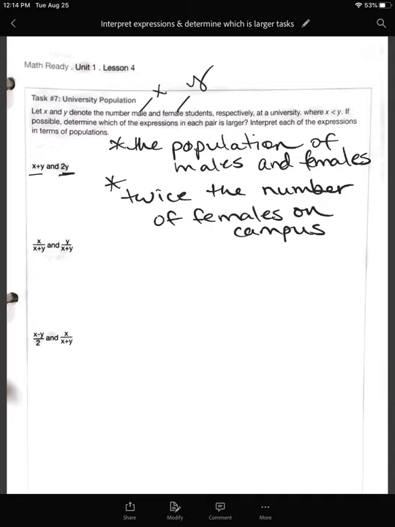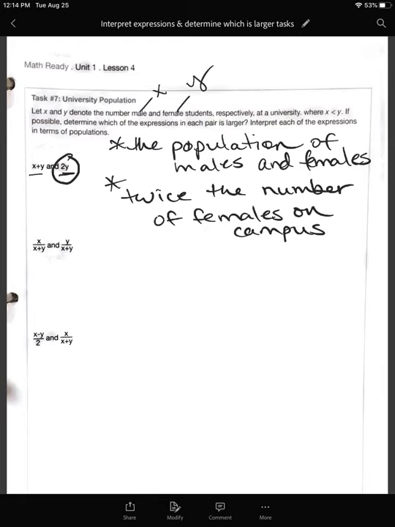Then it says, if possible, determine which of the expressions in each pair is larger. Well, let's think about it. If there are less males than females, then twice the amount of females is always going to be larger than males plus one of the female populations. And if you can't wrap your mind around that reasoning, well then apply numbers.